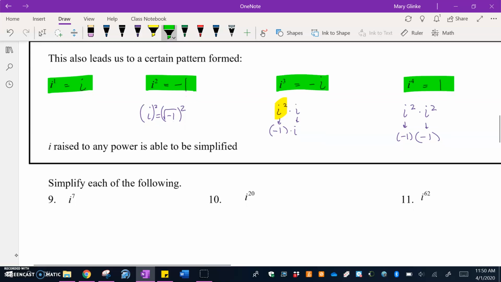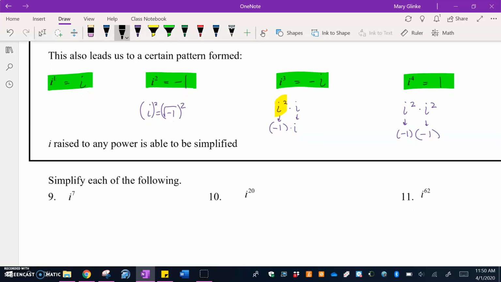So looking at number 9, i to the 7th, I want to break down i to the 7th as i to the 4th and then however many remaining i's there would be. So 7 is going to be 4 i's and 3 i's put together. i to the 4th, anytime you have a multiple of 4 for your exponent, that's always going to simplify to just 1.